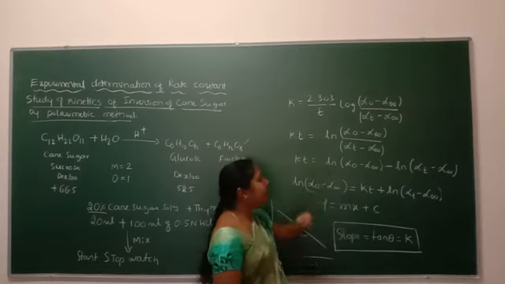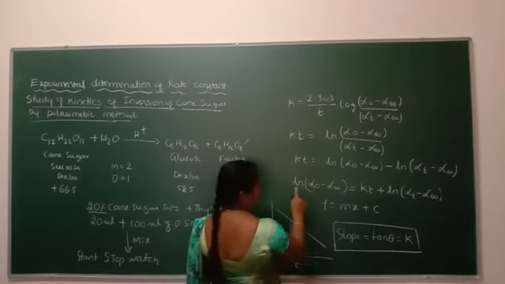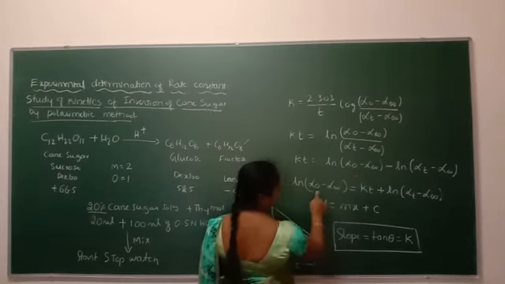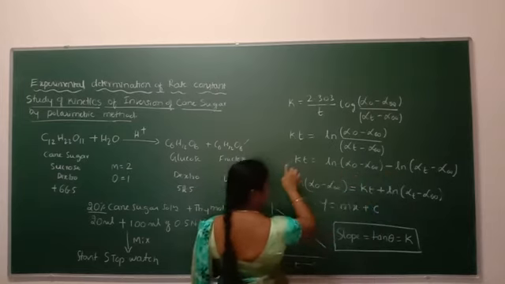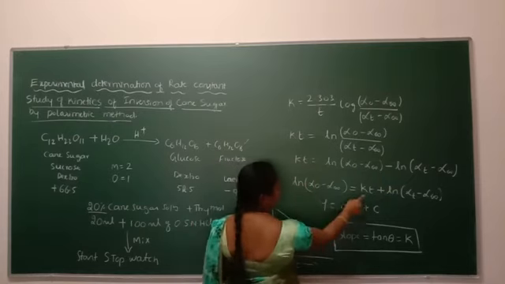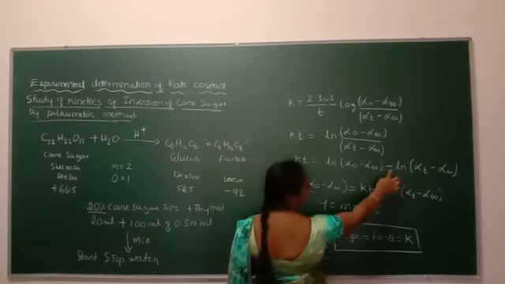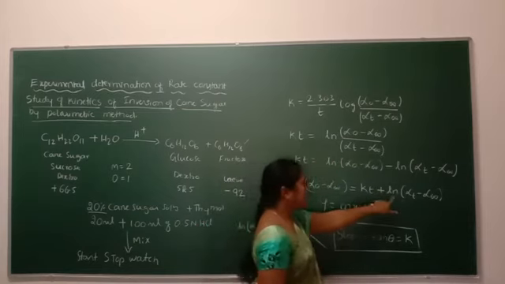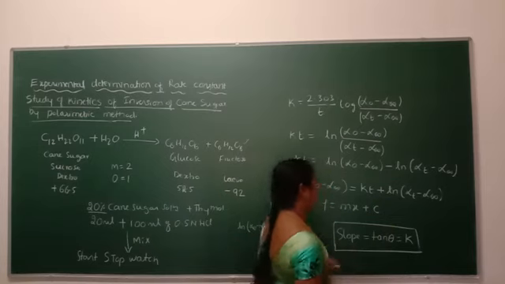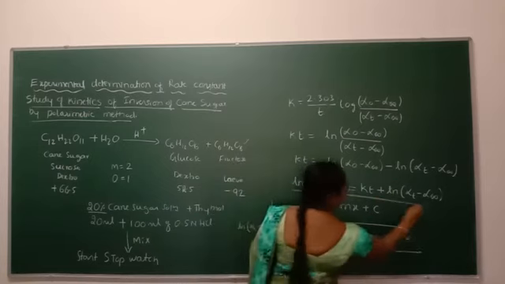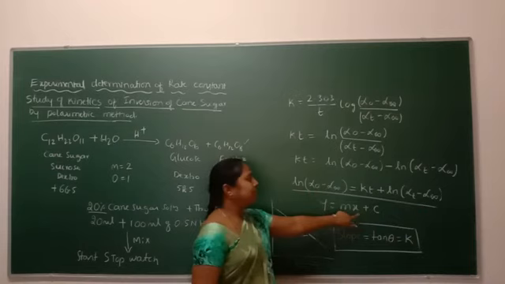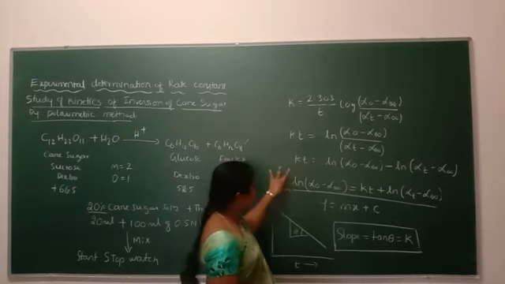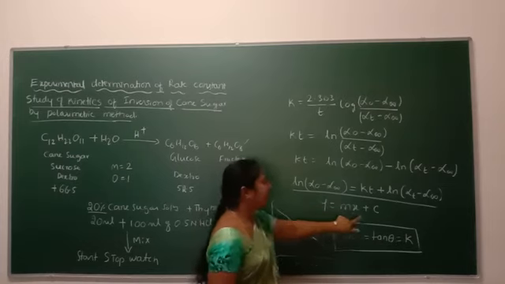Next, after rearrangement, that means ln of alpha naught minus alpha t is equal to, we will write here, and we will move this Kt to the other side. The negative value moving from one side to the other side becomes a positive value, that is, ln alpha t minus alpha infinity. So this equation is of the form y is equal to mx plus c. On rearrangement of the above equation we get this equation, which is of the form y is equal to mx plus c.